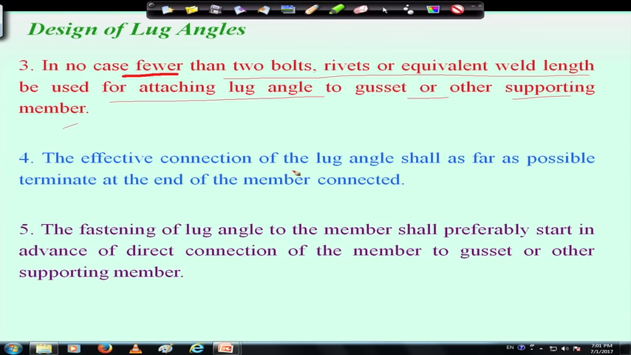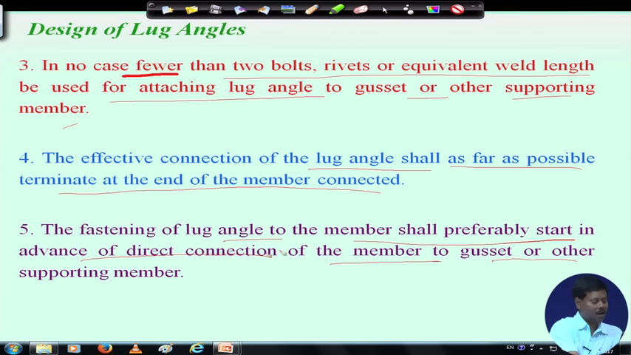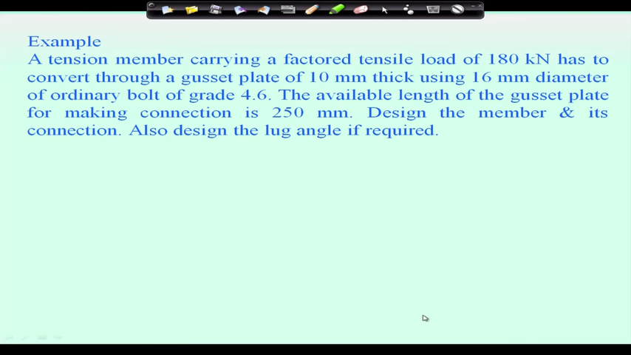And the effective connections of the lug angle shall as far as possible terminate at the end of the member connected. The fastening of lug angle to the member shall preferably start in advance of direct connection of member to gusset or other supporting members. So, these things we have to keep in mind when we are going to design this lug angle. Okay. So, we can make it clear when we go through design of a lug angle.